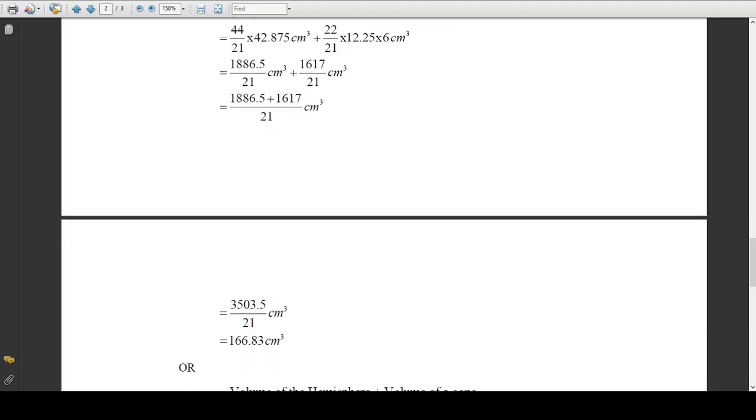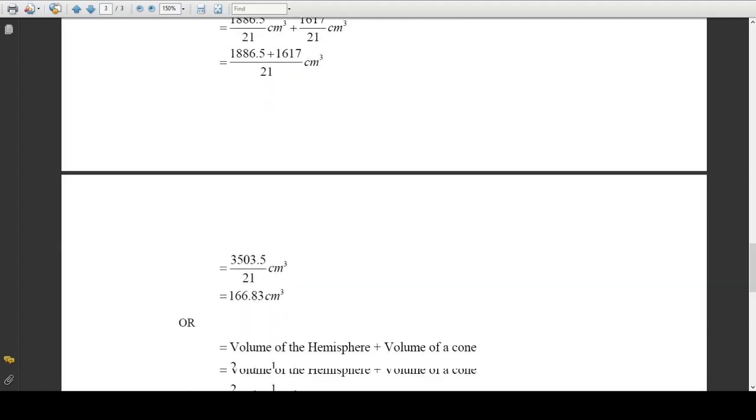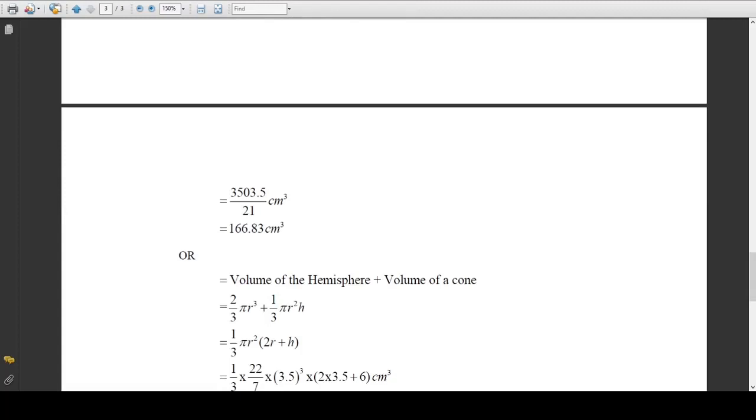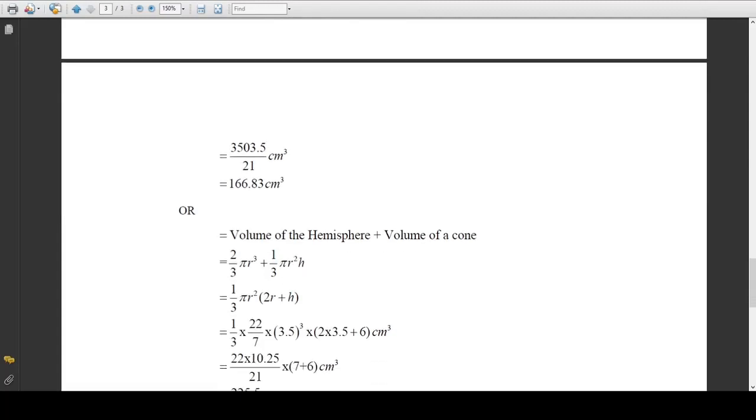On dividing, you will get 166.83. Or you can do it in this way also. Volume of this is the same. Now you can take 1 by 3 common, because here 2 by 3, here 3 denominator is there. 1 by 3 is common, pi is also common, r square is common, r cubed, r square, therefore r square is common.